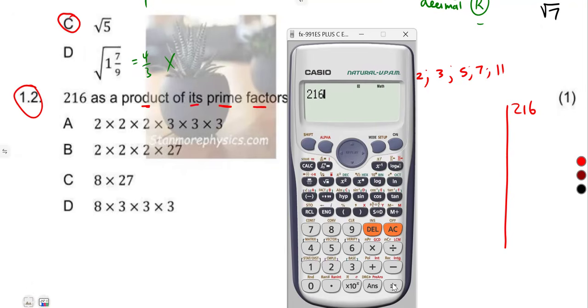216 is equal to, all right, then you press shift, then you press fact, on these dots here. All right, so let's do that. Shift, then we press these dots, these ones on fact. This is what? 2 to the exponent of 3 times 3 to the exponent of 3.